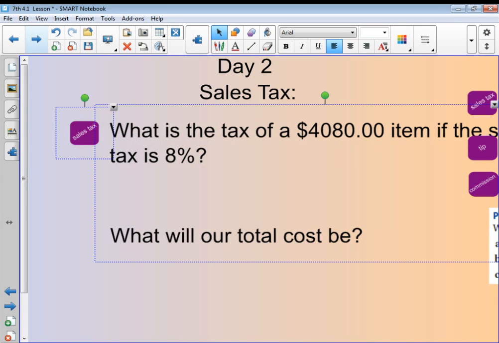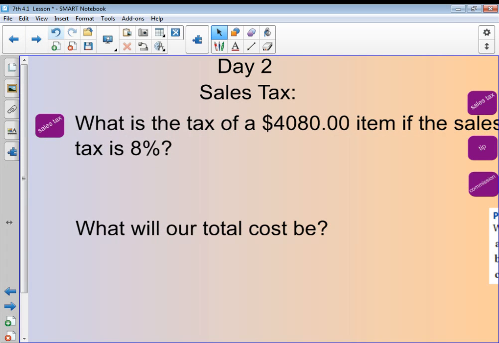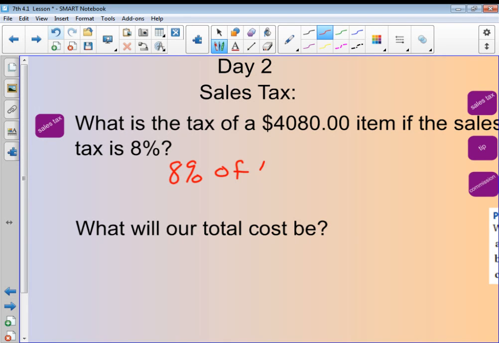So here the example that we have is, what is the tax of a $4,080 item if the sales tax is 8%? And then it does also ask, what will our total cost be? So our first step is to understand that whenever we work with percentage, almost all of the time, if it's working with another number, we're going to be multiplying between those, because really here, I want to find out what 8% of $4,080 is.